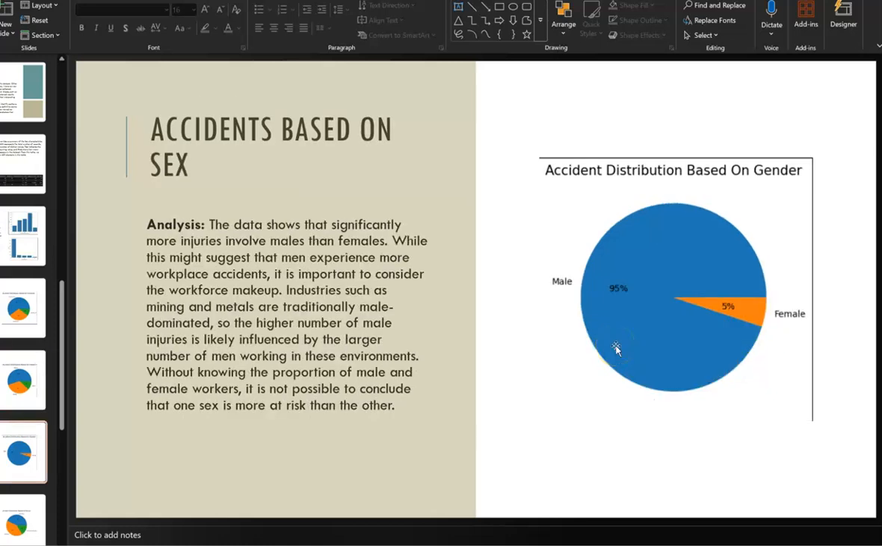Okay, accidents based on sex. We can see that most of these people are male, and 5% female. That basically makes sense because the workforce makeup of most of these industries is mostly male. So it makes sense that most of these accidents are for male, and unless we know the actual proportion of male to female in these industries, we cannot make a general conclusion that males or females get into more accidents. It's just that there's a greater number of males than females in these industries.